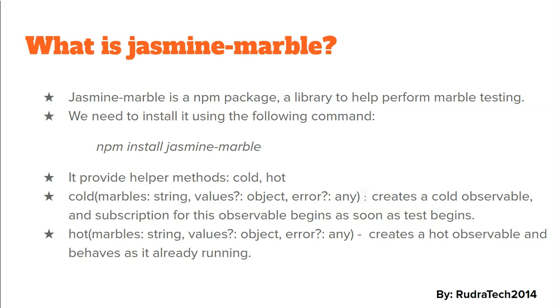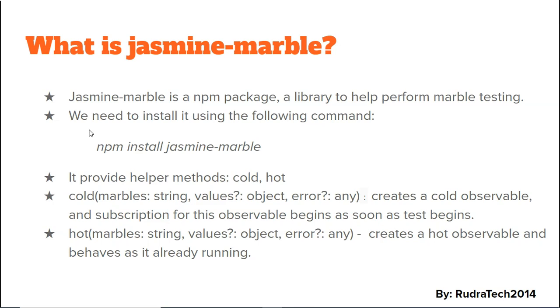Then it provides certain helper methods such as cold and hot. The cold method will give us a cold observable. Now the cold observable is the observable which does not start emitting the data until and unless the subscription is encountered. So this cold method will create that cold observable, and this cold observable is subscribed as soon as our unit test case begins.